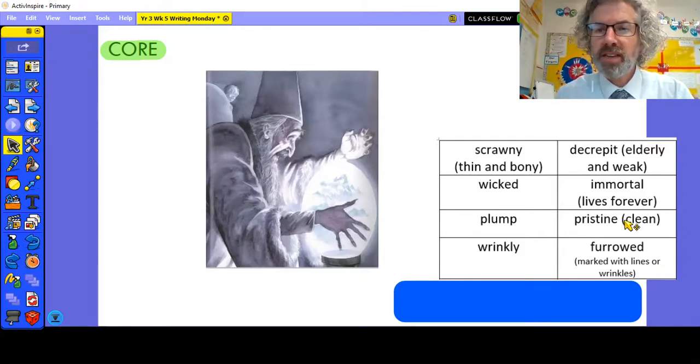There are some words on here that you definitely wouldn't use, like pristine, because pristine means clean. Like the cleanest thing you could imagine would be described as pristine, no dirt at all. And I don't think that's necessarily right for this character, so I wouldn't use that one.